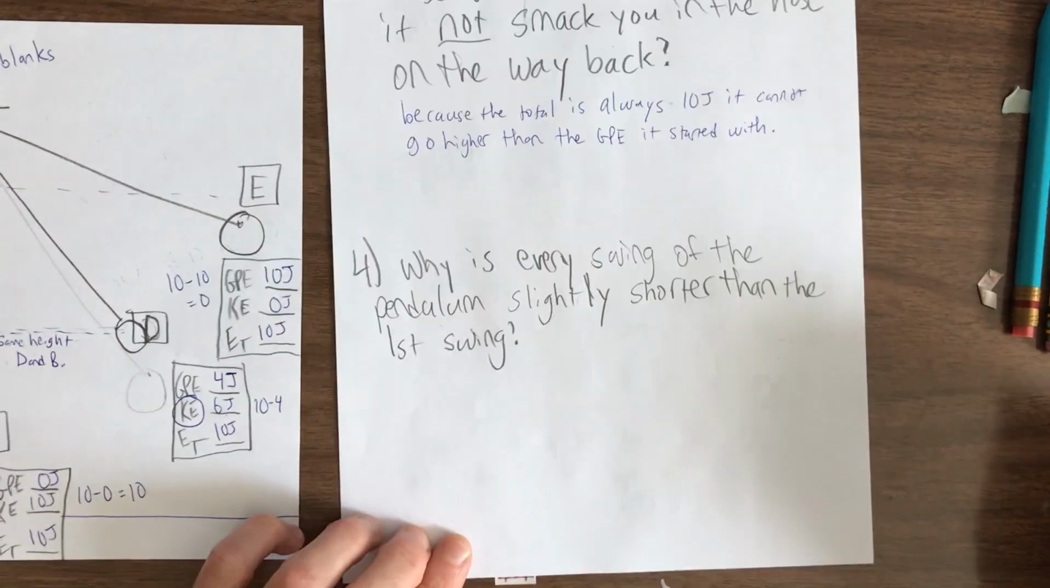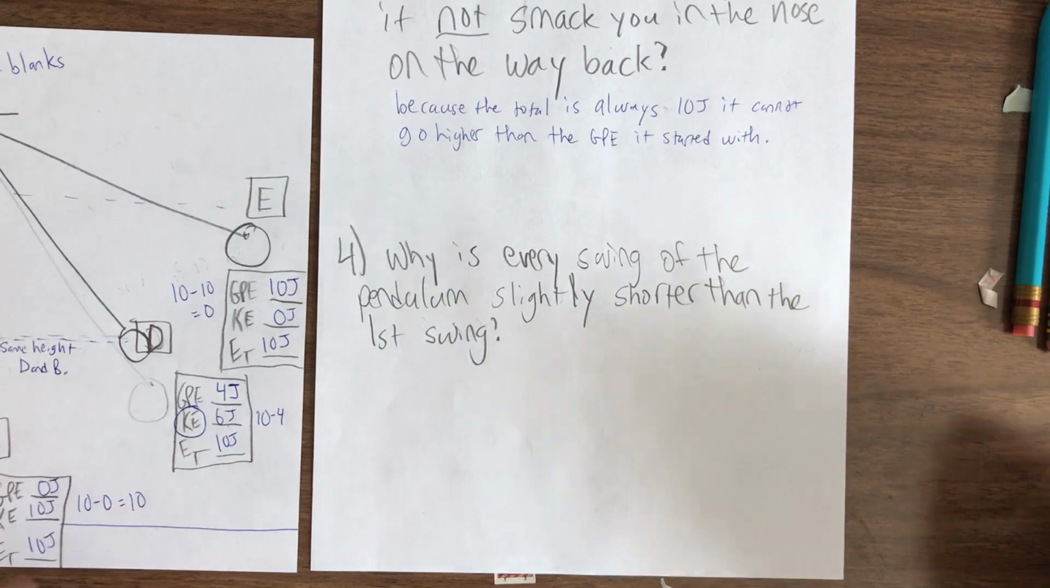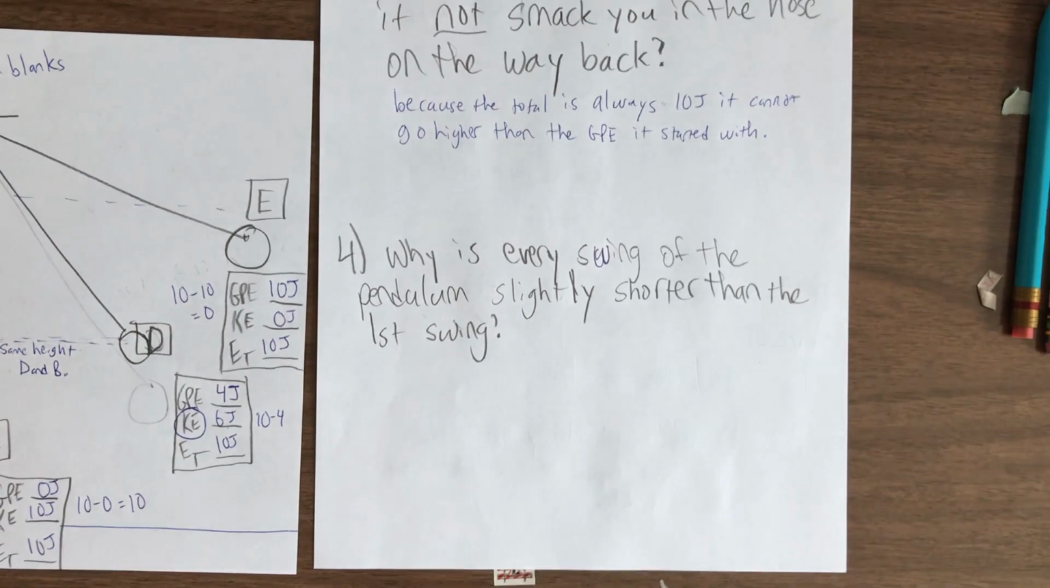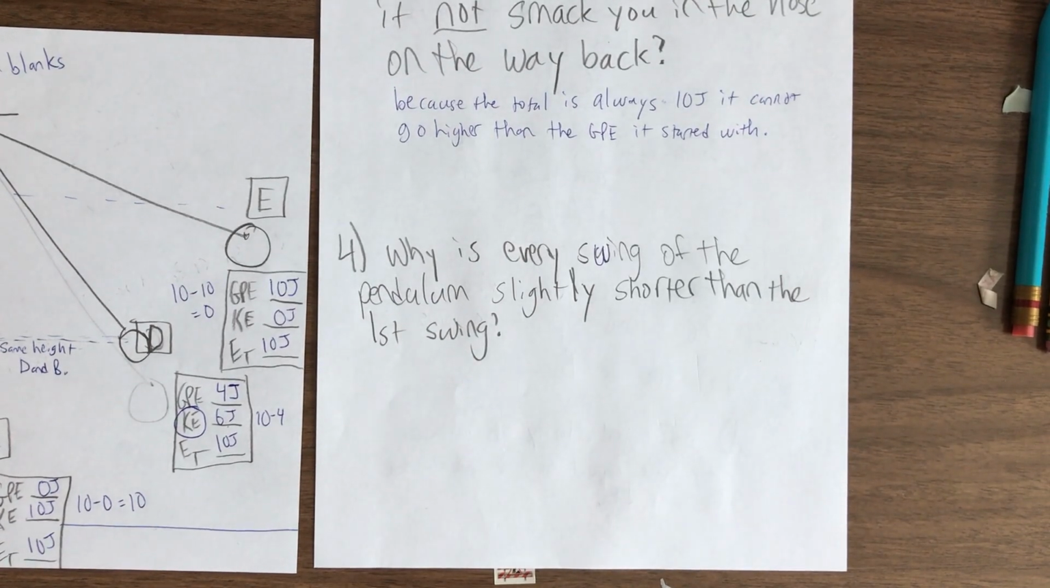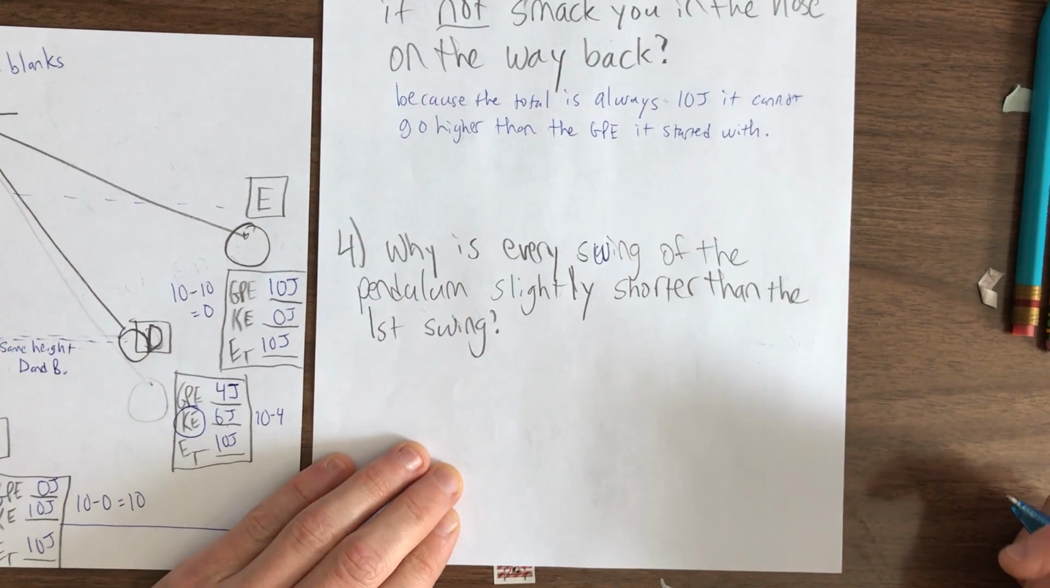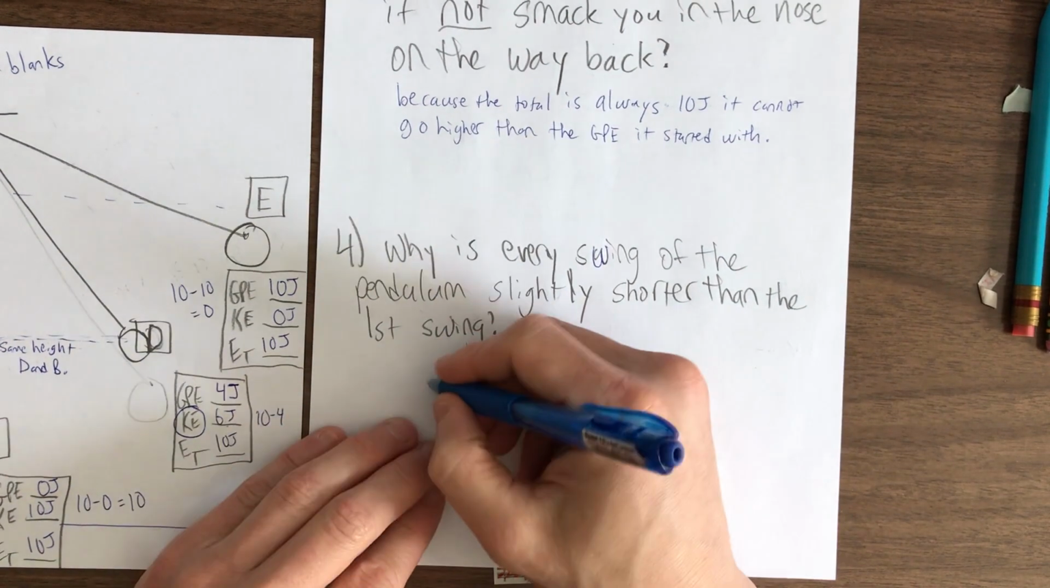Okay. Number 4, last one. Why is the energy of every swing of the pendulum slightly shorter than the first swing? You might notice with a swing at the park, if somebody sits on a swing, or if you do, you slowly go lower and lower and lower with every swing. You don't swing as high as the first swing. Each successive swing is slightly lower, and it really has to do with the fact that it's not like you're not conserving energy.